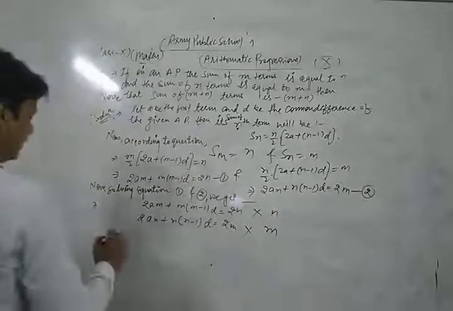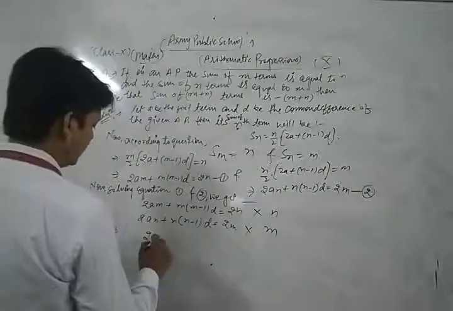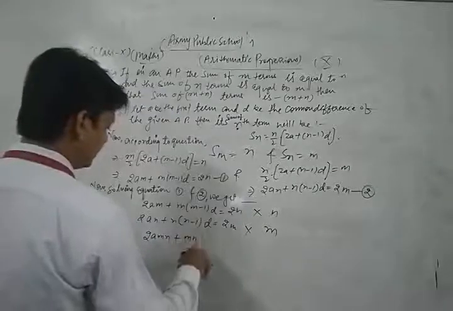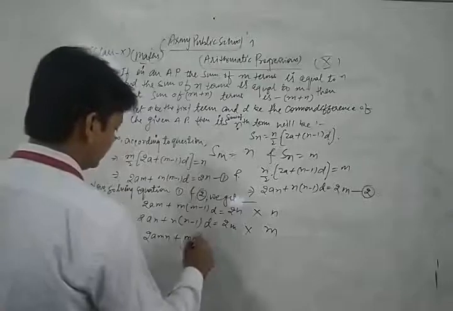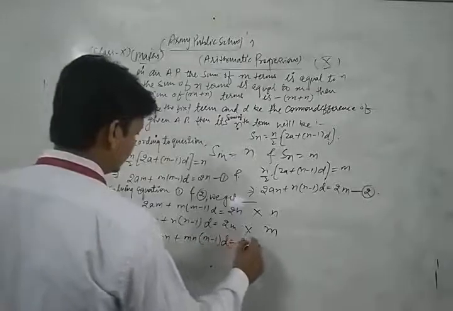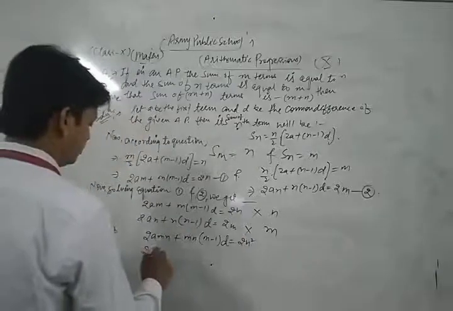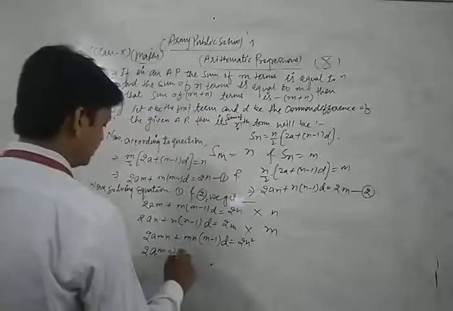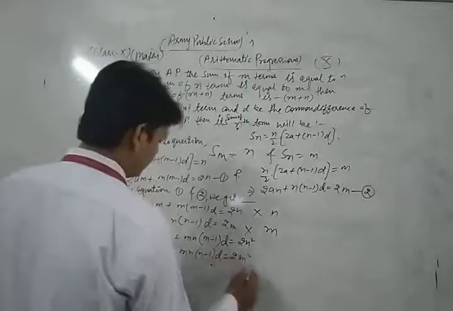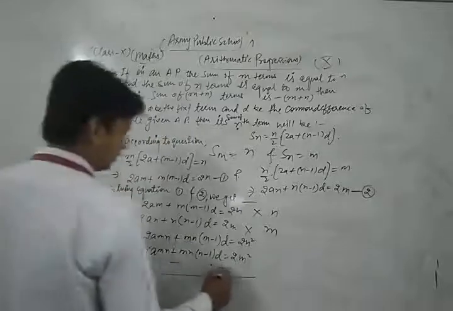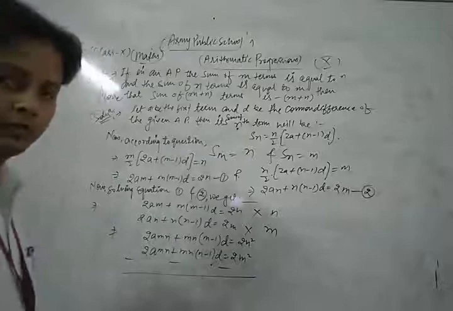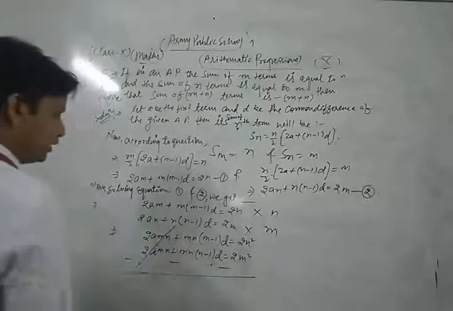Okay, now let's see. If we multiply by n, we get 2amn plus mn(m minus 1)d is equal to 2n square, and this is 2amn plus mn minus 2m square. Now we subtract them, so we get what? Let's see, here 2amn cancel to each other.